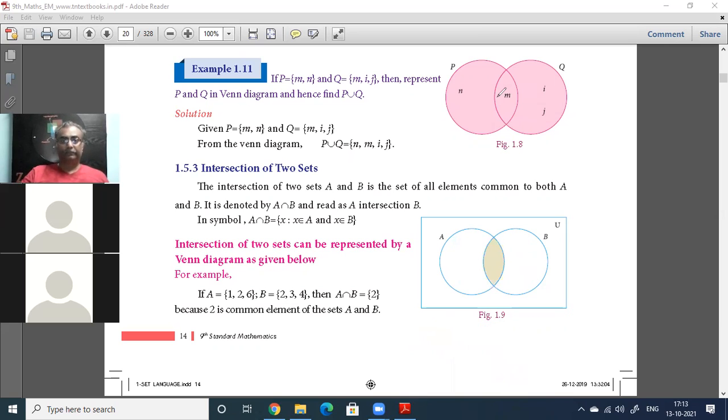So if A is equal to 1, 2, 6 and B is equal to 2, 3, 4, then A intersection B is, which one is common? 2 is common. So A intersection B is 2. That's how you find out the intersection. Let us go on.